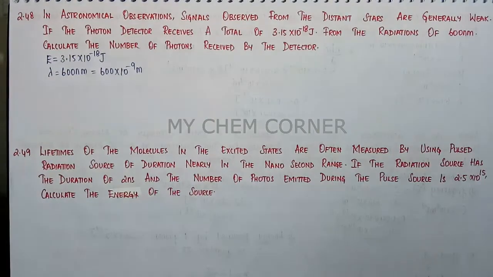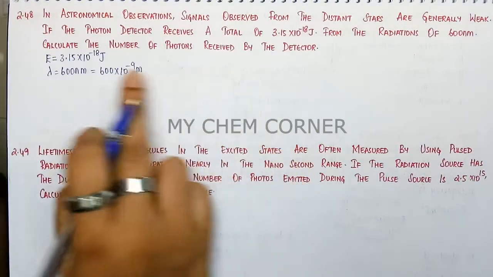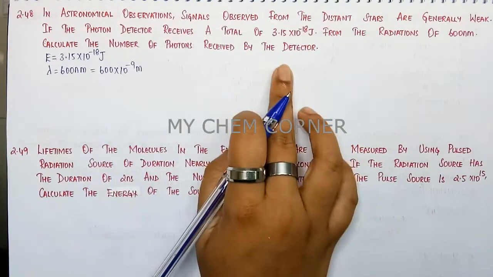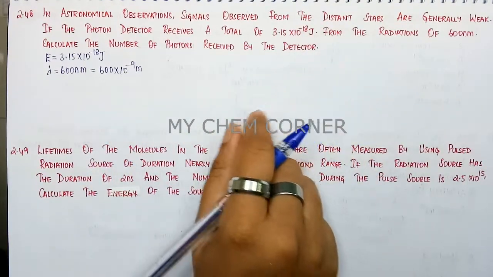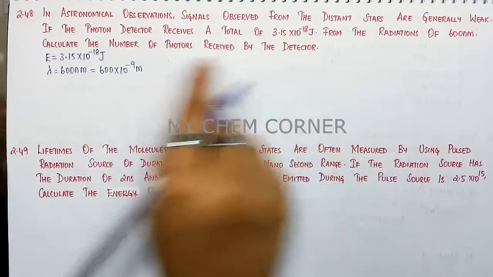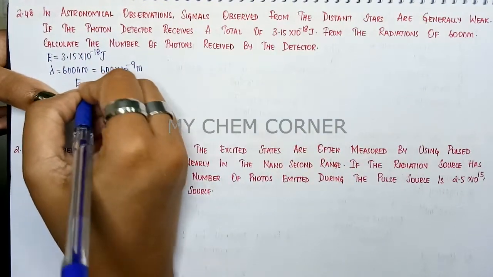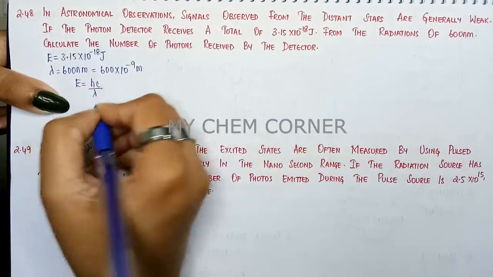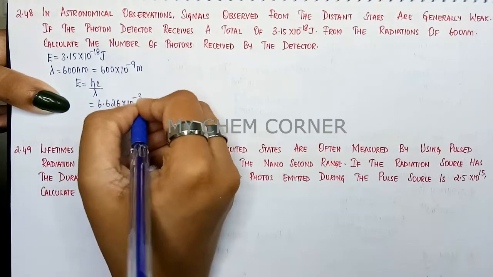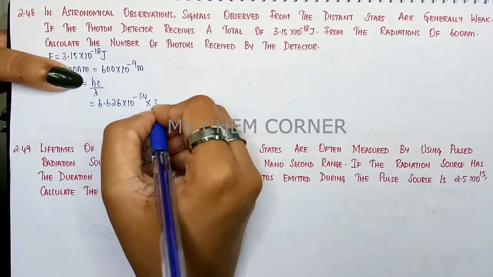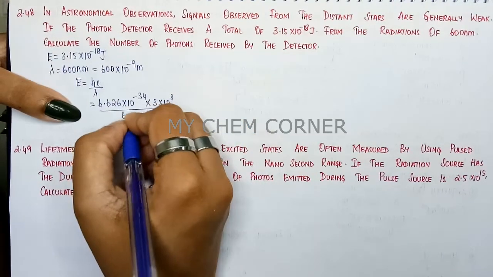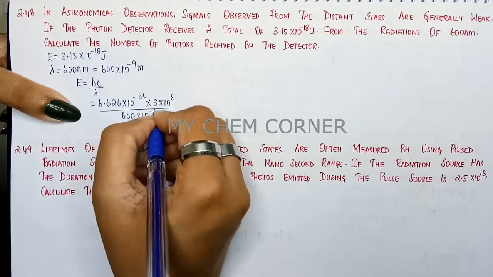Now, first thing that you will do is to calculate the energy required for one photon. Then we will check what is the number of photons required for this much energy. Alright, so here we will calculate E is equal to hc by lambda. h is Planck's constant, 6.626 into 10 to the power minus 34, into c, the velocity of light, 10 to the power 8, and lambda is here, 600 into 10 to the power minus 9.